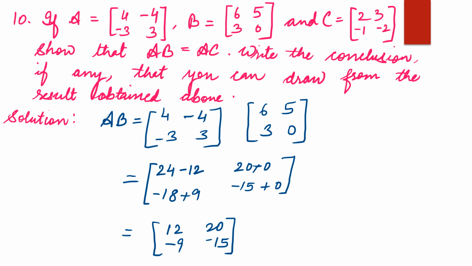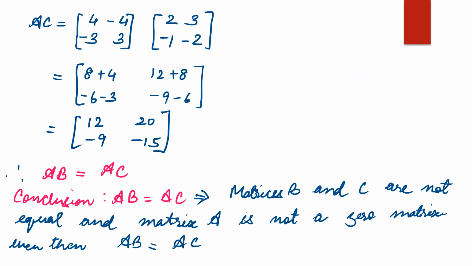It can be written as [4, minus 3; 3] into [6, 5; 3, 0]. So when we multiply these two matrices, we get 24 minus 12, 20 plus 0, minus 18 plus 9, and minus 15 plus 0, that is 12, 20, minus 9 and minus 15. Okay, that is the AB value. Now, what is the value of AC? AC is equal to A into the C matrix, and we get the answer as 12, 20, minus 9, minus 15. Therefore, AB is equal to AC.